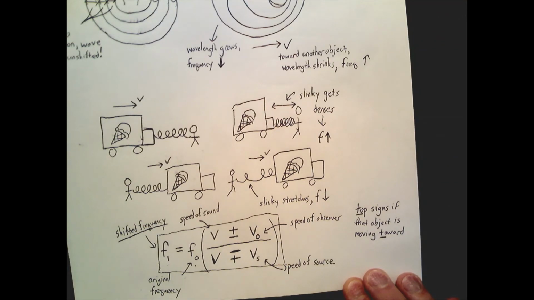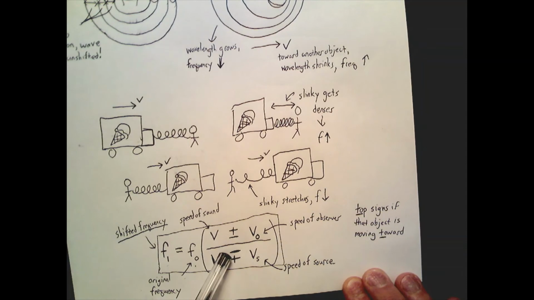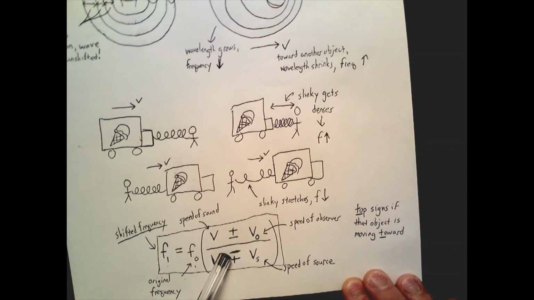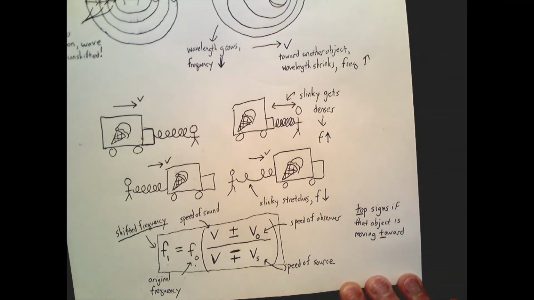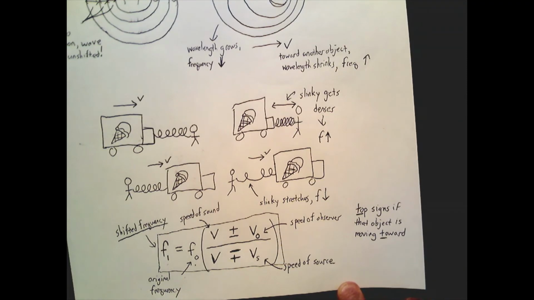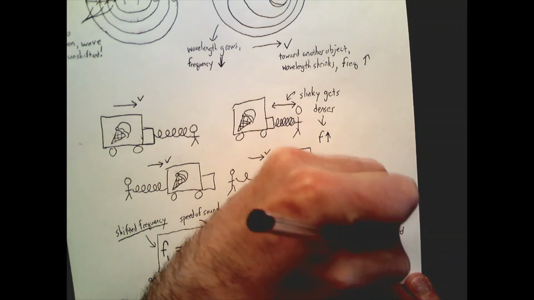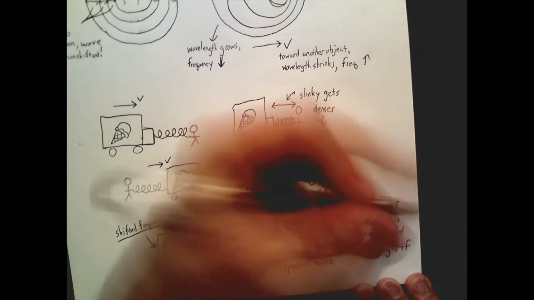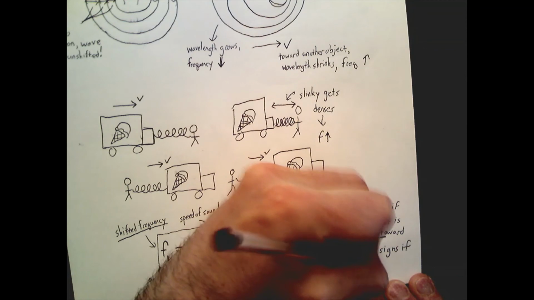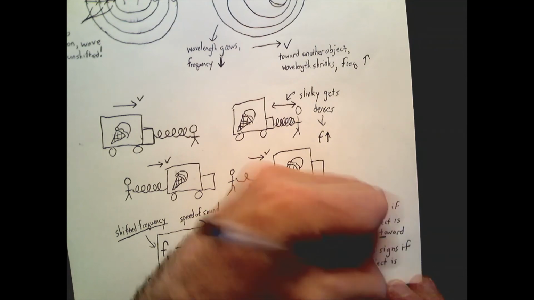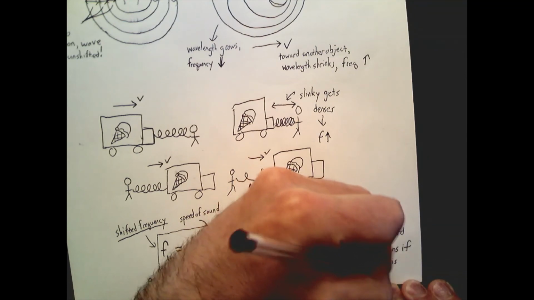So for example, if I have the ice cream truck going towards the kid and the kid is running towards the ice cream truck, they are both moving toward each other. So I would use plus on top for the kid and minus on the bottom to represent that the truck is going towards him. We're going to use the bottom sign if that object is going away. So bottom signs if that object is moving away.